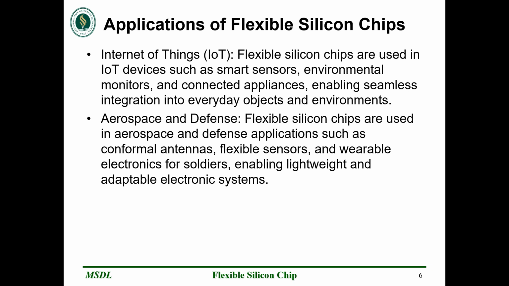Now, the fourth application of flexible silicon chips is the Internet of Things. Flexible silicon chips are used in IoT devices such as smart sensors, environmental monitors, and connected appliances, enabling seamless integration into everyday objects and environments.